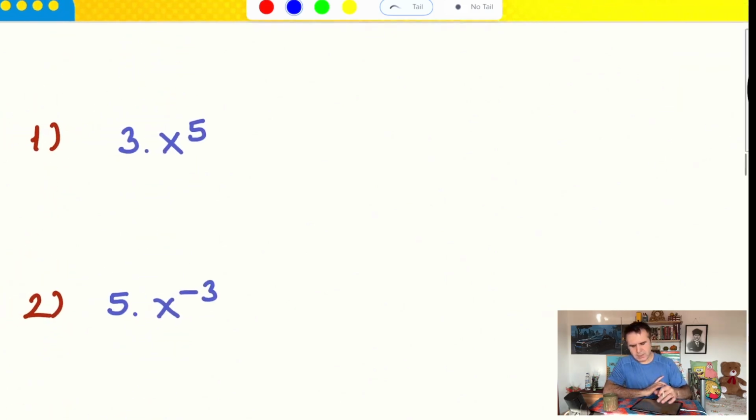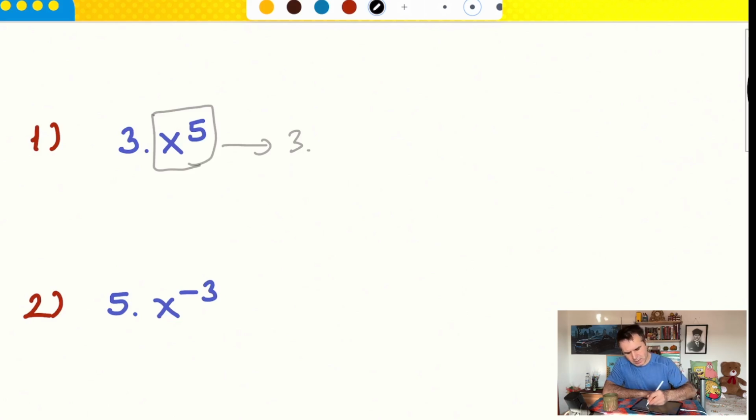Firstly, our first example, 3 times x to the 5. We will ignore 3 here, 3 times, and we will take the derivative of x to the 5. Firstly, we will take this exponent as multiplication, 5 times, then we will subtract 1 from the exponent. Then the derivative will be 3 times 5, 15 times x to the power of 4.